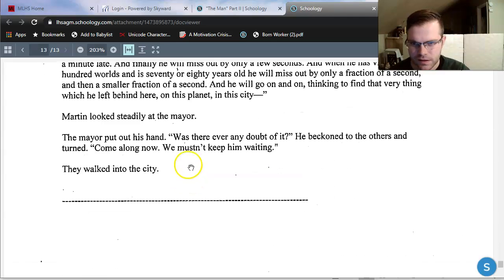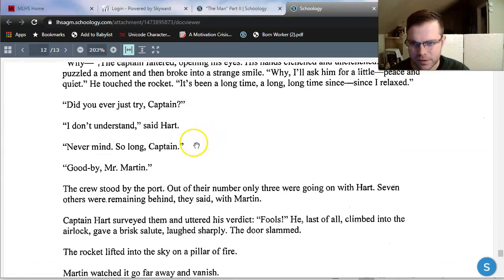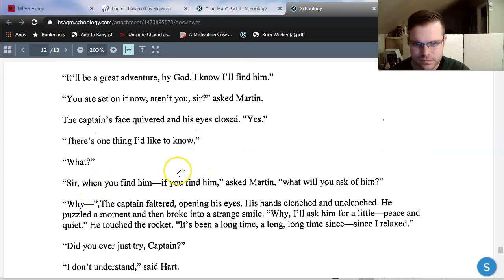Towards the end, Martin says, "Sir, when you find him, if you find Jesus, what will you ask of him? What are you going to ask once you find Jesus?" The captain says, "I'll ask him for a little peace and quiet." He touched the rocket. "It's been a long time since I relaxed." Martin says, "Did you ever just try, Captain?" And Hart says, "I don't understand."